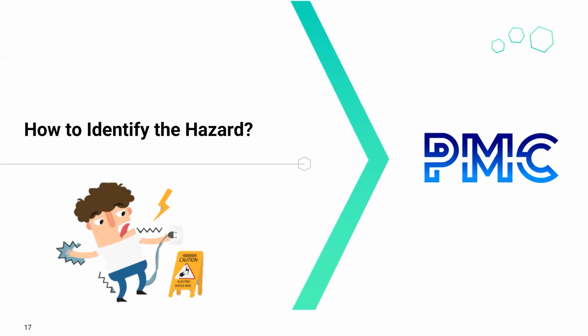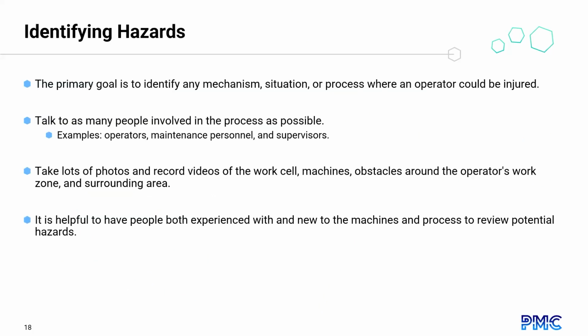Now that we understand that hazard identification is the core component of the risk assessment, how can we identify the hazards? The main goal is to identify any type of mechanism, situation, or process where the operator could be injured.